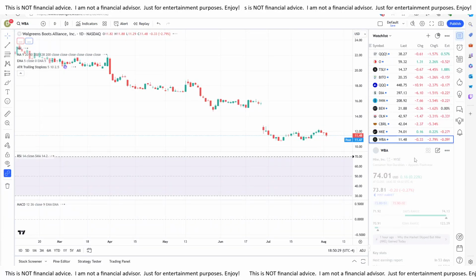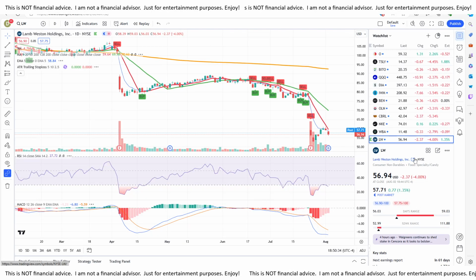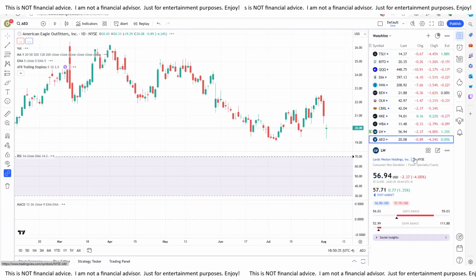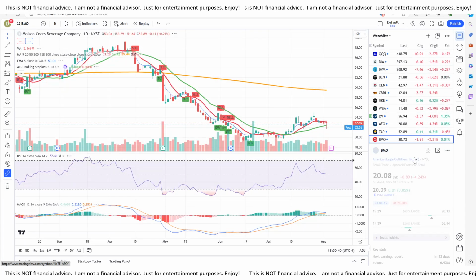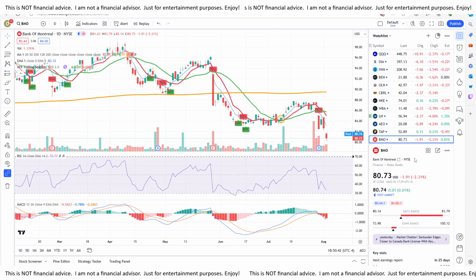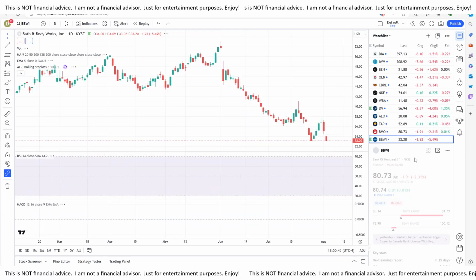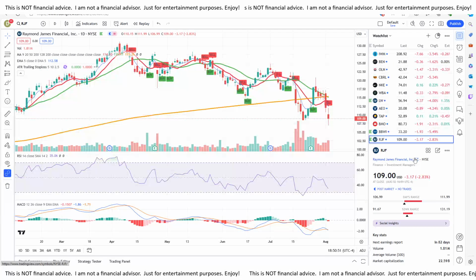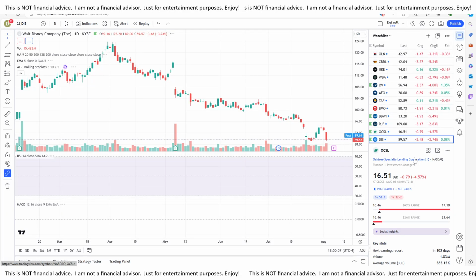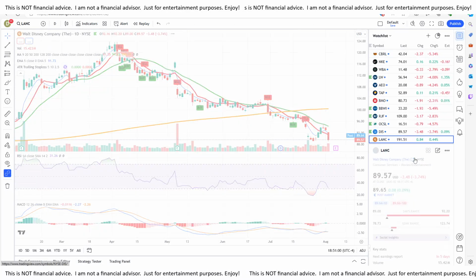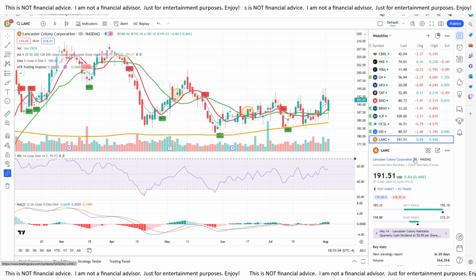Walgreens, just chilling. Some of these could retrigger. The market overall, if you look at the heat map, it was blood red. As the kids say, it do be like that sometimes. Crackers are staying steady.